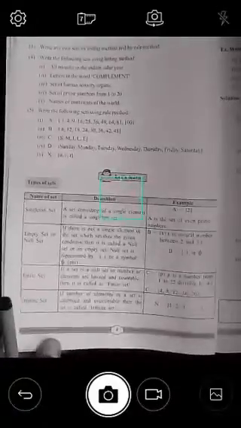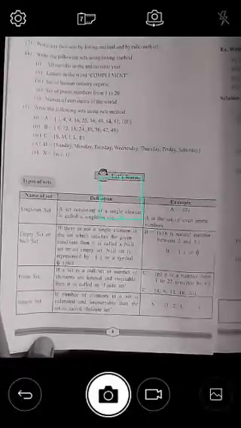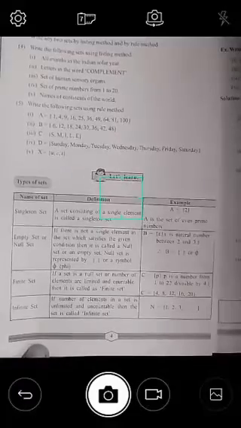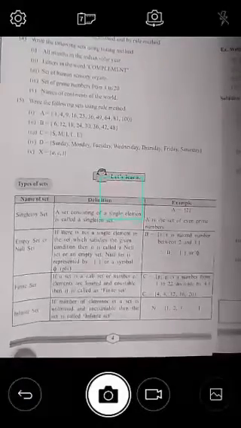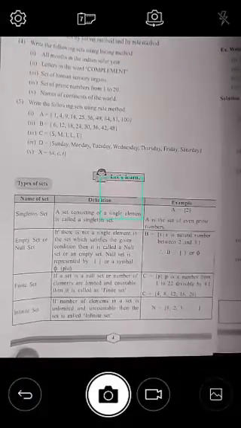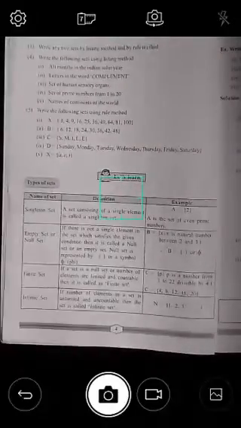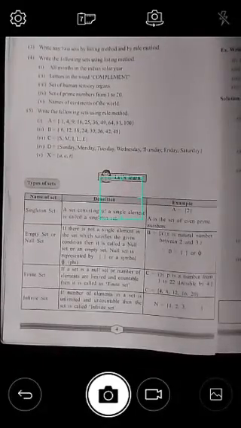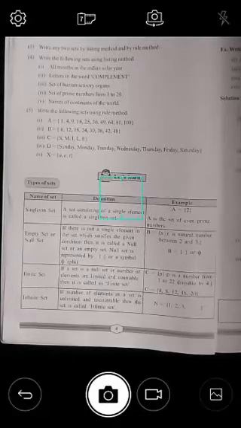If the number of elements in the set cannot be counted or it is unlimited, then it is called an infinite set. And there are many infinite sets, like I said earlier: the set of natural numbers, set of whole numbers, set of integers, set of rational numbers and set of real numbers are all infinite sets.